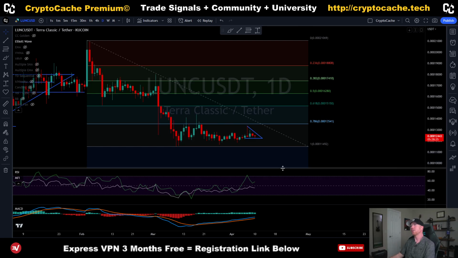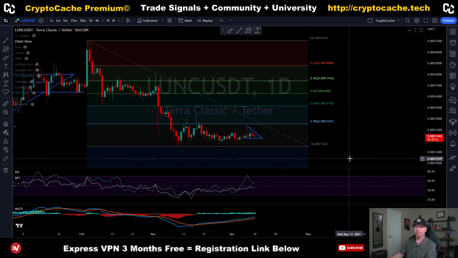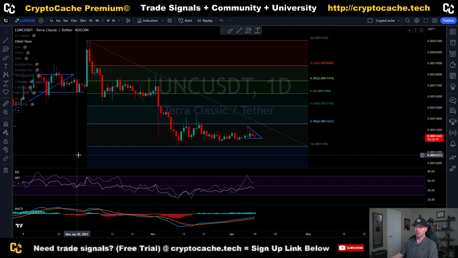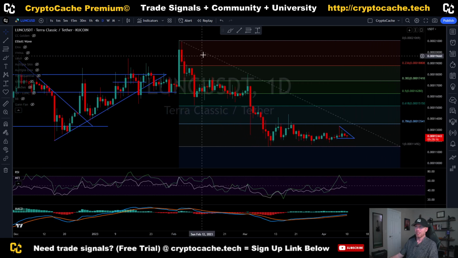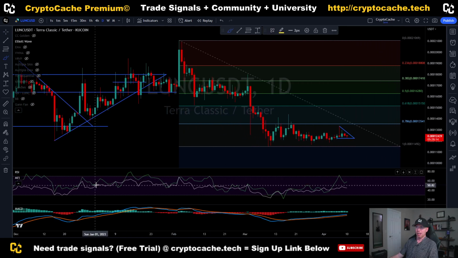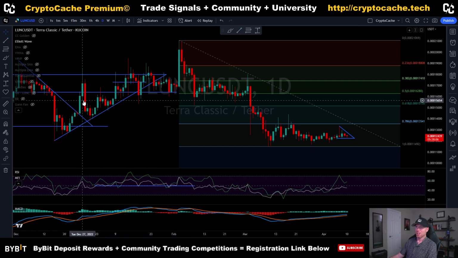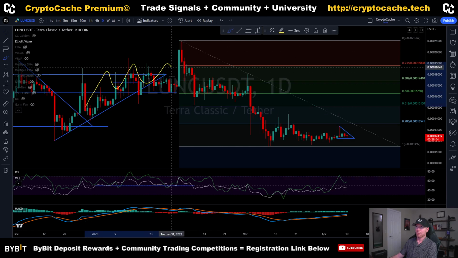So when it comes to Terra Classic, let's go ahead and address the obvious, right? On the daily, we can see we're stuck below 50 in the RSI. It's been like that for some time, and as you can see here in the past, with Terra Classic, when it ever gets above 50 on the RSI, sorry, it's a terrible straight line, let's go ahead and try this here again. You can see that for the most part, when it's above 50 on the RSI, it's bullish, right? It's going to be moving upwards.